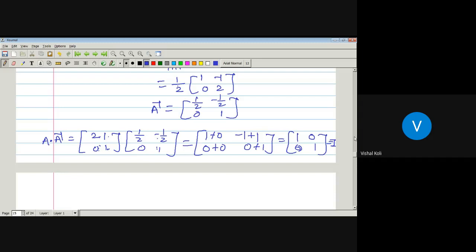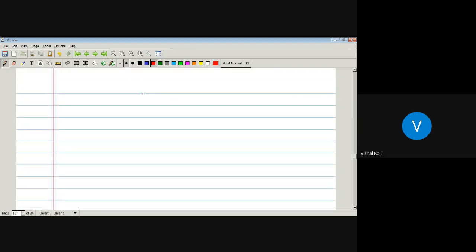Similarly, if we find A inverse into A, then we also get I. So if A into A inverse equals A inverse into A equals I, then we say that this is the inverse of the given matrix, found by using the adjoint method. Okay. Similarly, our second matrix is the second example.